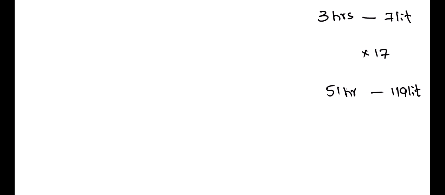Okay, 51 hours, 119 liters. Still how many liters pending? 1 liter pending. Now in the 52nd hour, X will come. Every 3 hours means X, Y, Z are completed, so 51 hours means Z is completed. Next X will come. What is X's capacity? 6 liters per hour, right? If I want only 1 liter, it will take 1 by 6th of an hour.